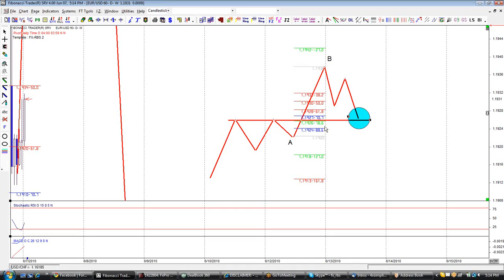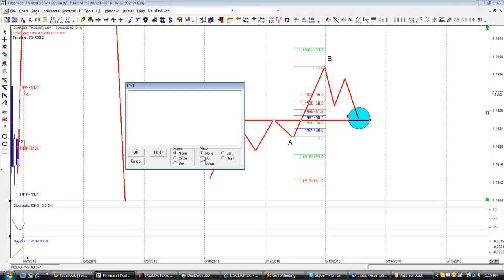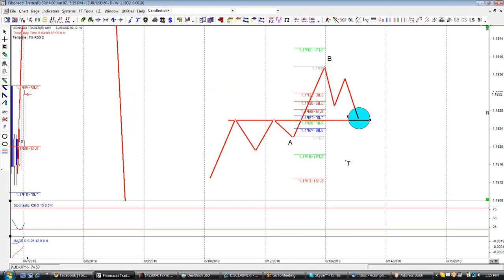I know that based on my analysis, I want to be buying 1926. Now let's take a look. Now my entry order in this case as a buyer, I will be buying at 1926.